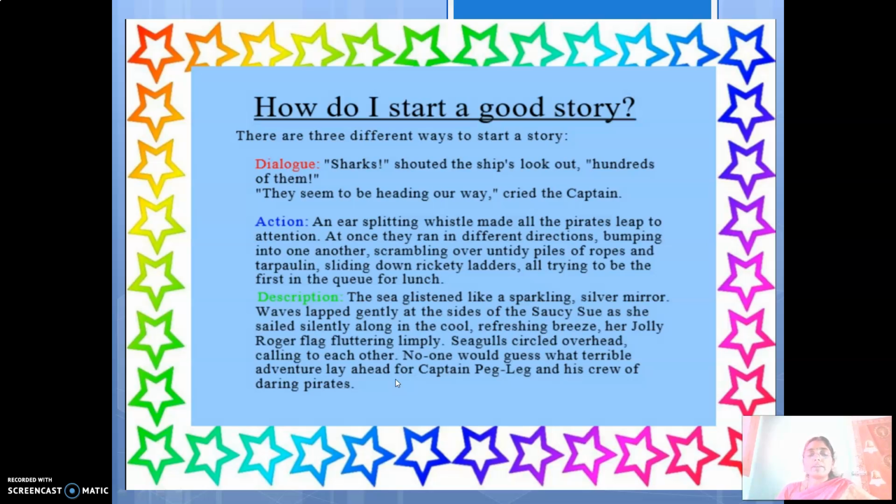For what are they running? They have to stand in a queue for lunch. For that, they are running like this.